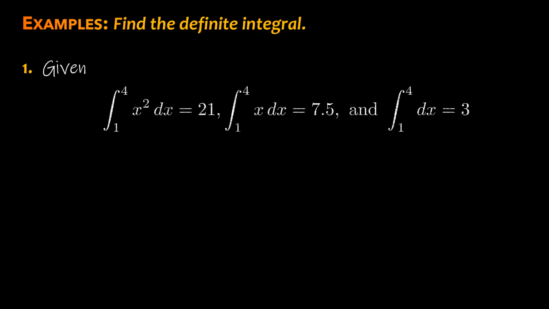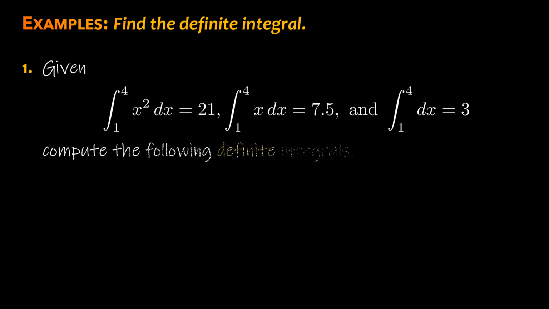Examples. Find the definite integral. Number 1. Given the integral of x squared dx, from 1 to 4, equals 21, the integral of x dx, from 1 to 4, equals 7.5, and the integral of dx, from 1 to 4, equals 3. Compute the following definite integrals.